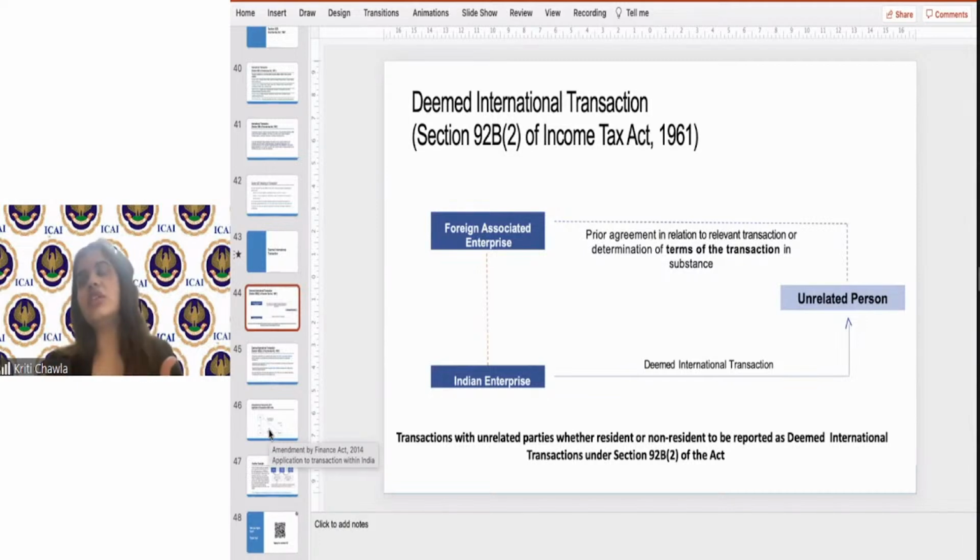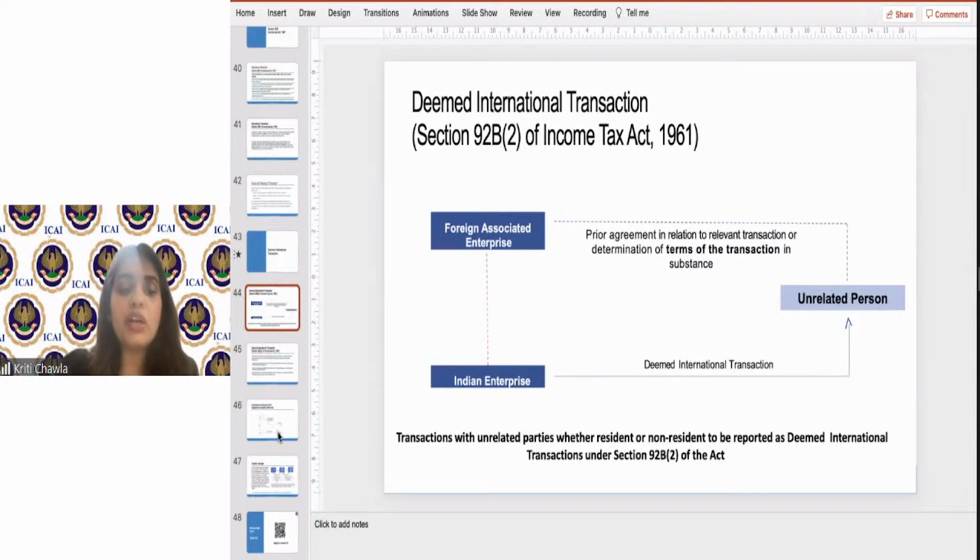It just depends on intercompany agreements, and the department also will have to look at all these intercompany agreements on how the transaction is determined, on how the price is determined, etc. And then they'll be able to understand that this was a deemed international transaction.